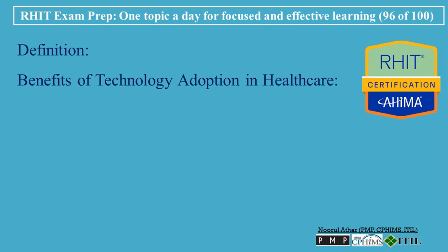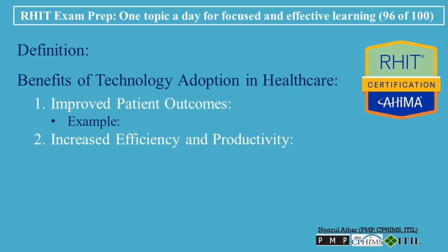Benefits of technology adoption in healthcare. 1. Improved patient outcomes. The adoption of technologies such as EHRs, telemedicine, and AI can improve patient outcomes by enabling better care coordination, reducing medical errors, and providing timely access to patient data. Example: a healthcare provider uses an AI-driven tool to analyze patient data and predict which patients are at risk of developing complications, allowing for early intervention and improved outcomes.